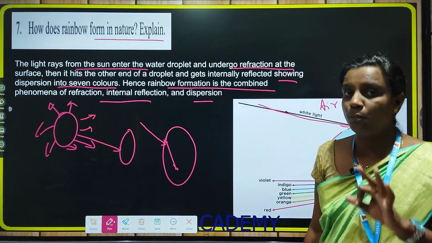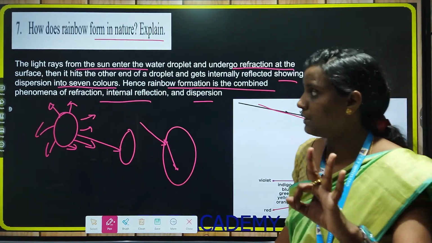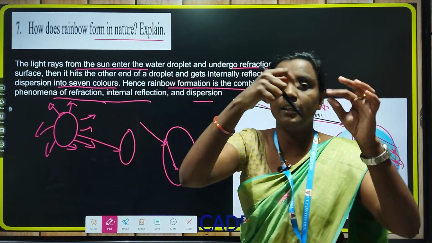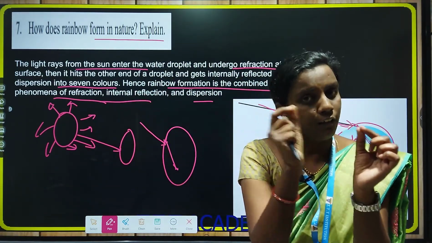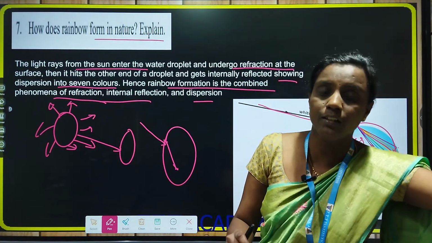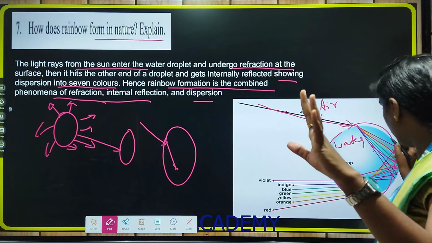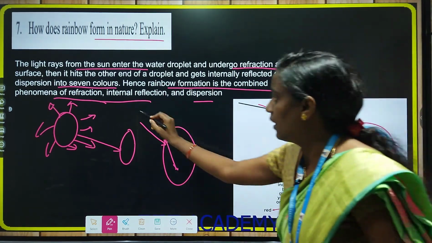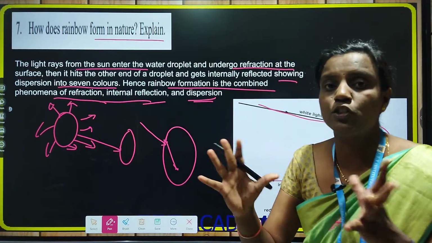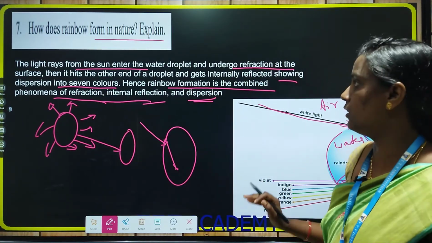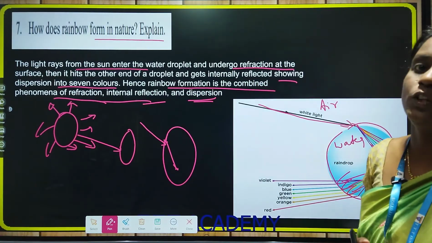So, rainbow is formed by 3 things. One is the phenomenon of refraction. When the light ray is entering into the water droplet, refraction is occurring. That refracted ray again hits the other surface of the water droplet, and internal reflection is occurring, and the dispersion of light rays is occurring. Okay. So, this is how a rainbow is going to occur in nature.